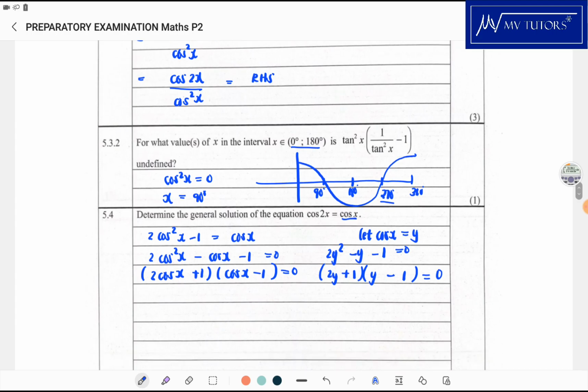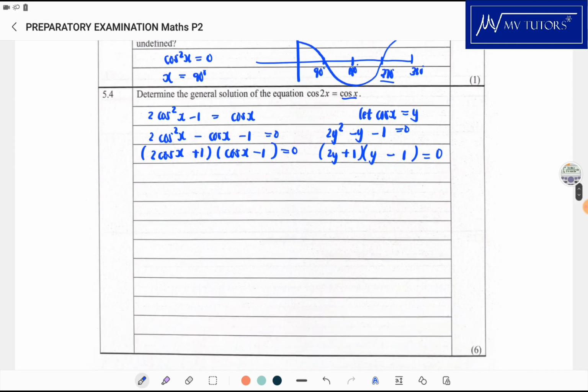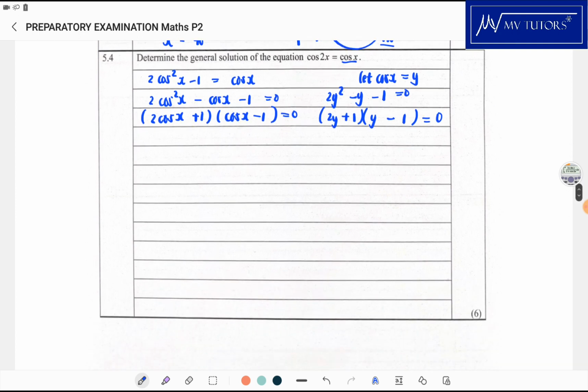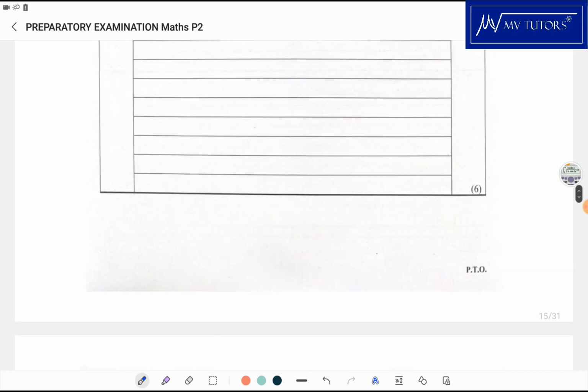Okay, then we can solve for cos x. You're going to have quite a solution here. Do we have enough space to write on? I hope so.